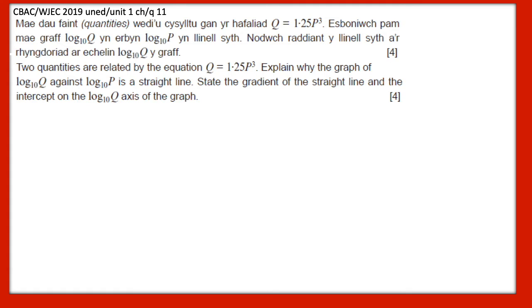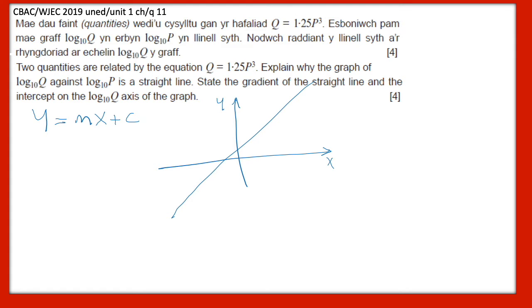This technique is frequently known as reduction to linear form. We know from our GCSE days that if we've got anything of the form y equals mx plus c, as long as our axes are x and y, then our straight line will have an intercept, and depending on the steepness, it'll have a gradient.